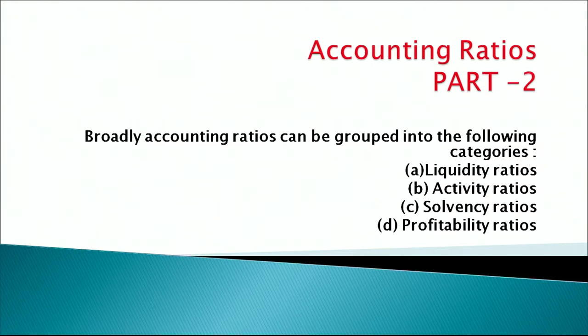I already have taught you solvency ratios and liquidity ratios in the first part of accounting ratios. Broadly speaking, accounting ratios are classified into two categories, liquidity and solvency, which we have done. And the next two categories are activity ratios and profitability ratios.